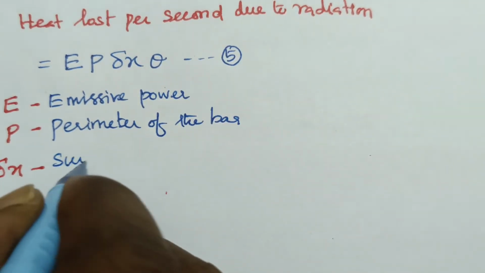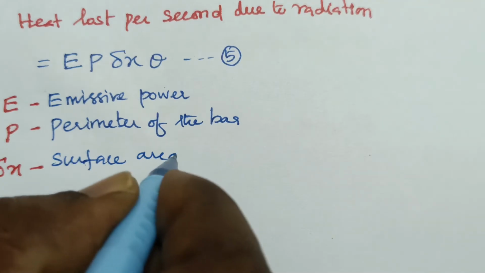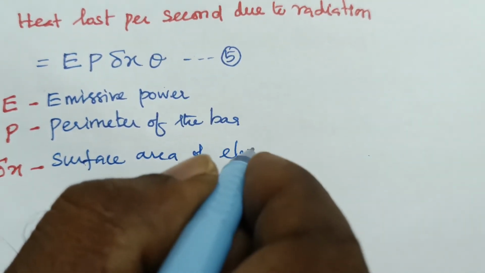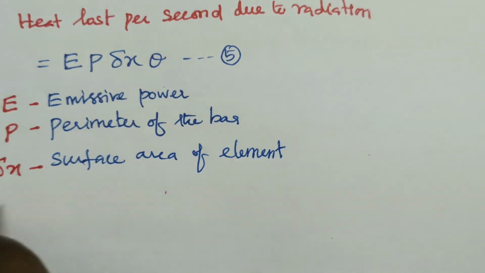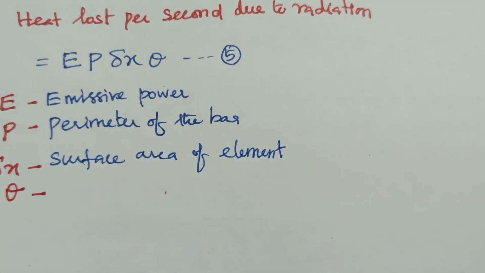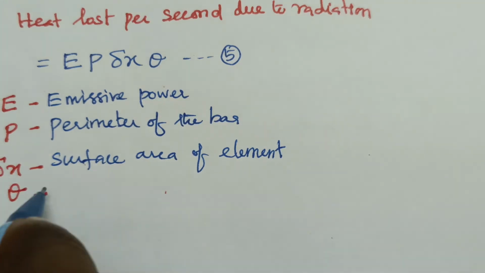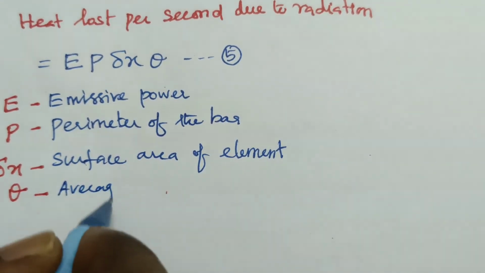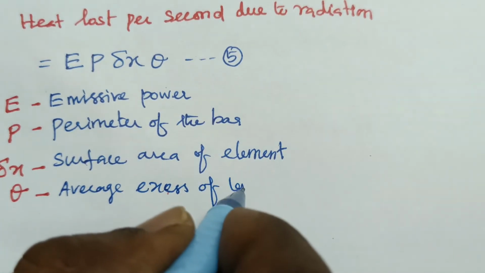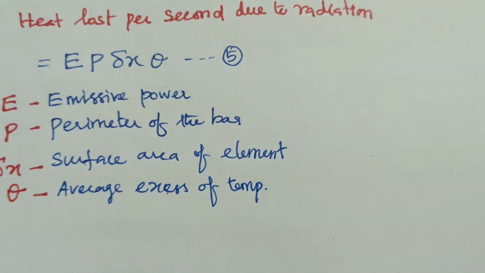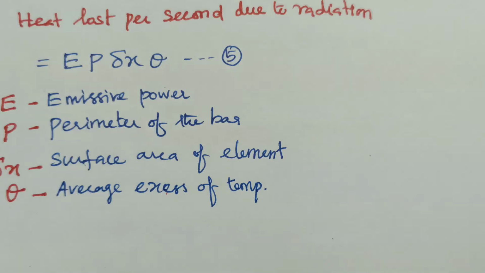Already உங்களுக்கு தெரியும், surface area of element. Then finally is theta. Theta is average excess of temperature of the element over the surrounding of the body. எவ்வளோ excess of temperature radiate பண்ணியிருக்கு அப்படின்றத find பண்ணுறோம்.